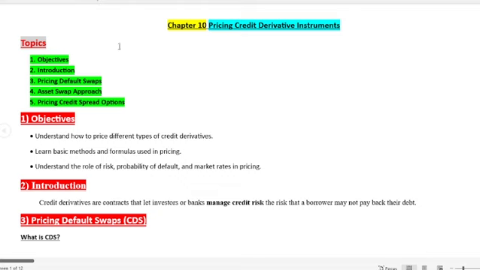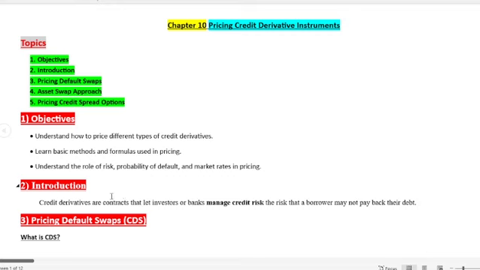The chapter name is Pricing Credit Derivative Instrument. There are three objectives: understand how to price different types of credit derivatives, learn the basic methods and formulas used in pricing, and understand the role of risk, probability of default, and rates in pricing. This is a minor objective, which I think is not important.